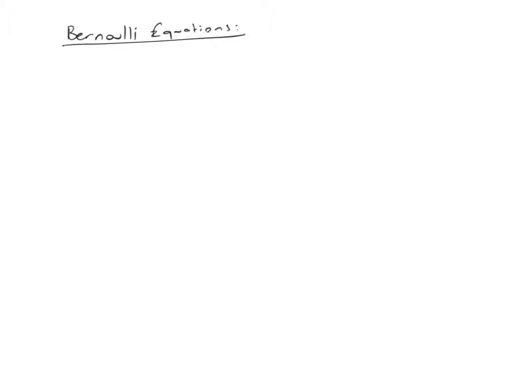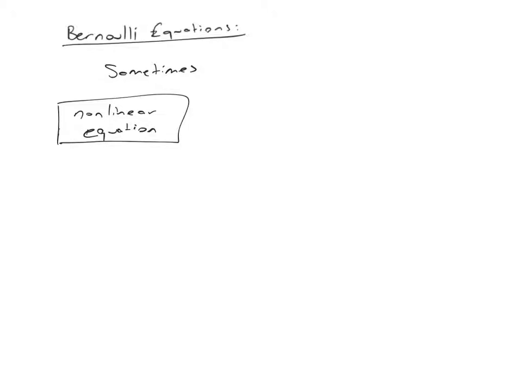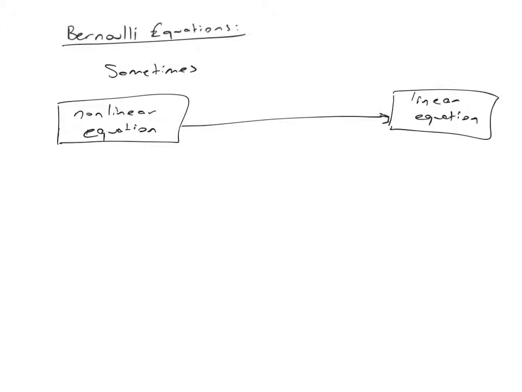Sometimes it is possible to solve a nonlinear equation by making a change of the dependent variable that converts it into a linear equation. Let's write it down. Sometimes it is possible to convert a nonlinear equation into a linear equation by making a change of the dependent variable.